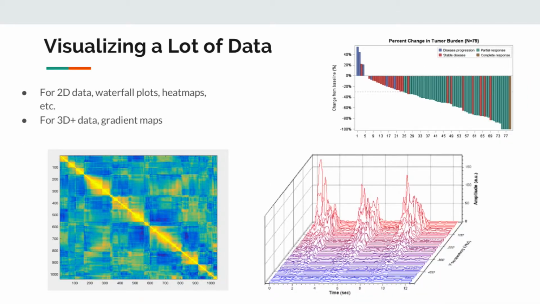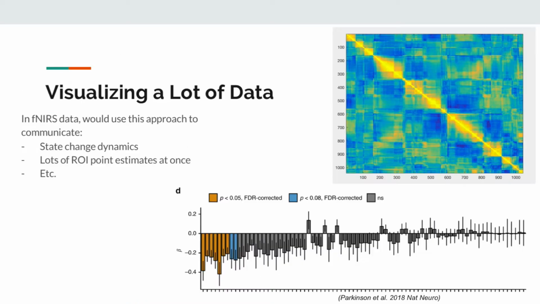For 2D data, you can use things like waterfall plots to show the point estimates of many different variables that you were estimating. You can use heat maps like the bottom, which we already talked about for doing state dynamics. For 3D data, you can do gradient maps like on the bottom right. In fNIRS data, you would use this approach to communicate things like state change dynamics, or the point estimates of lots of ROIs.